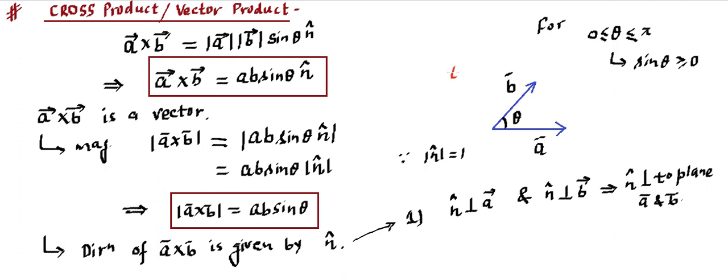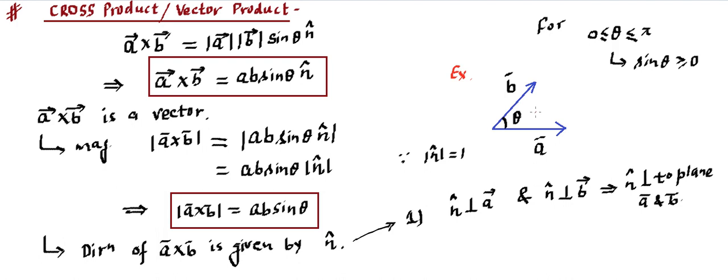If we look at this as an example, you can see the vector A lies on the plane of this screen and the vector B also lies on the plane of this screen. That means vector N must be perpendicular to the plane of this screen, and anything perpendicular to the plane of the screen is going to be perpendicular to A as well as to B. So this N cap is going to be perpendicular to this screen or whiteboard that you are able to see.